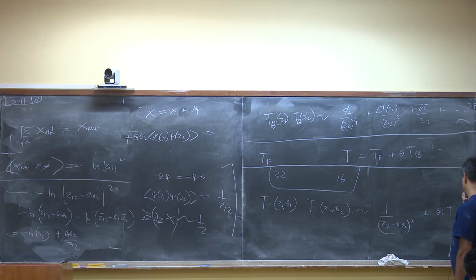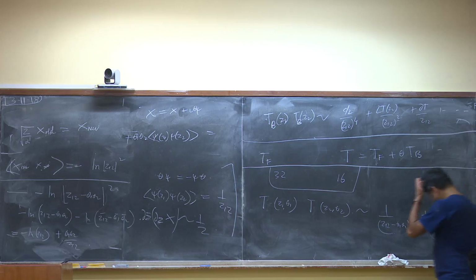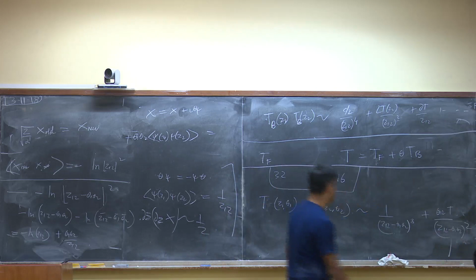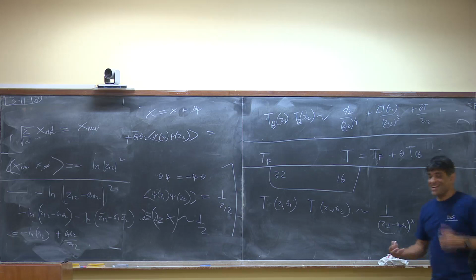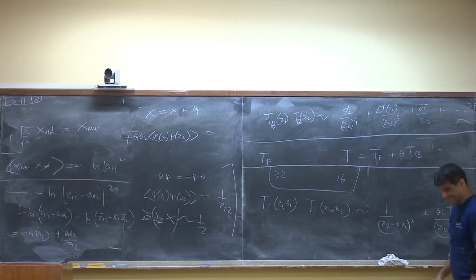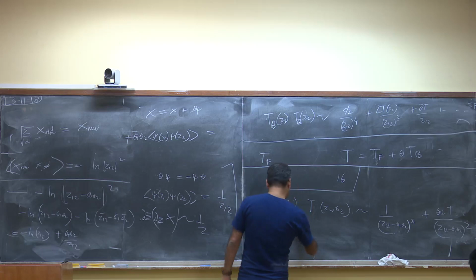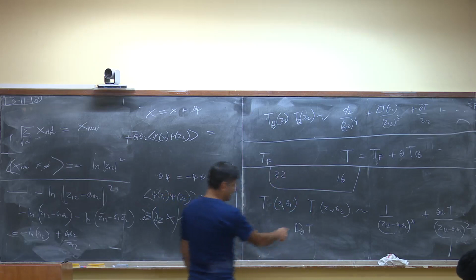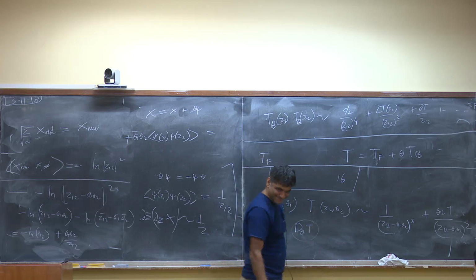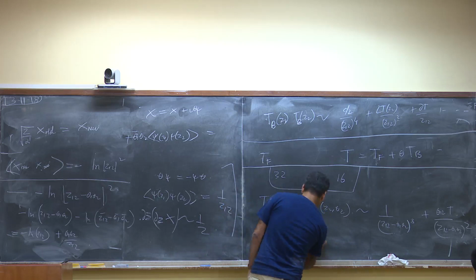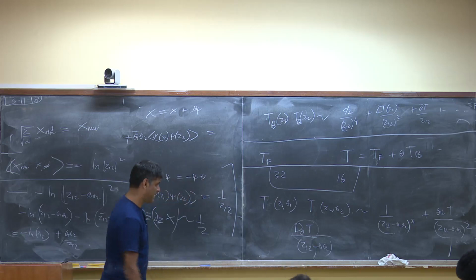That's dimension 1. Yes. And we could have 1 over (z12 minus theta1 theta2), the whole thing cubed, or squared. Or, in the previous story, exactly, we might be able to have things like D theta T. Now D theta T lowers the dimension, and the whole thing is dimension 2. So this could have (z12 minus theta1 theta2) to the power 1. Okay, and what else?